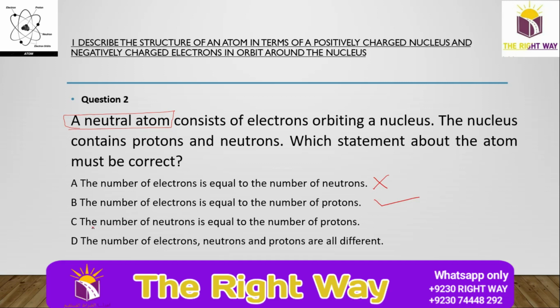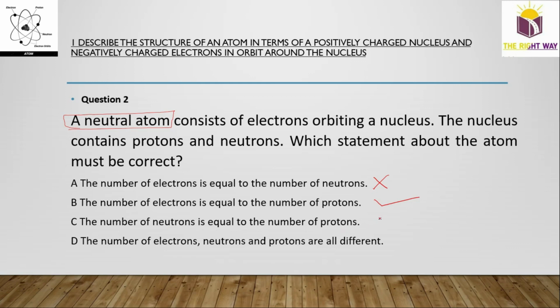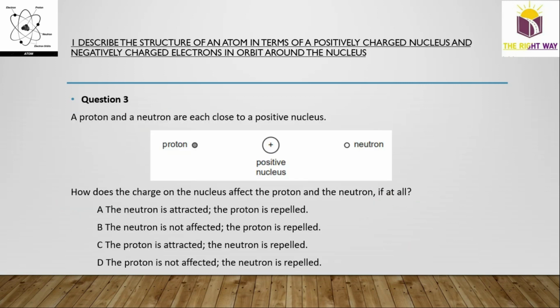Okay, the third one, let's check the third one. The number of neutrons is equal to the number of protons. This is also not correct. There could be a difference between the number of protons and neutrons as well. The number of electrons, neutrons and protons are all different. It is also wrong because in a neutral atom the number of protons must be equal to the number of electrons. So B is the right option. Okay, the question number 3.